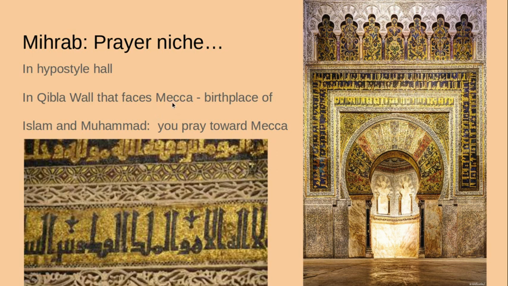And Mecca is important because it is the birthplace of Islam. It is the birthplace of Muhammad. And that's where you pray toward in the hypostyle hall. So this is the Qibla, and it's beautifully covered in gold mosaics, got the great horseshoe arch. It, again, is the most elaborate part of the mosque and in the hypostyle hall.